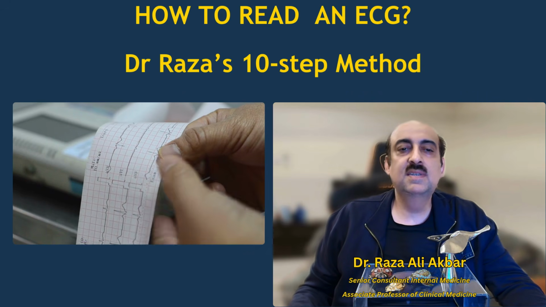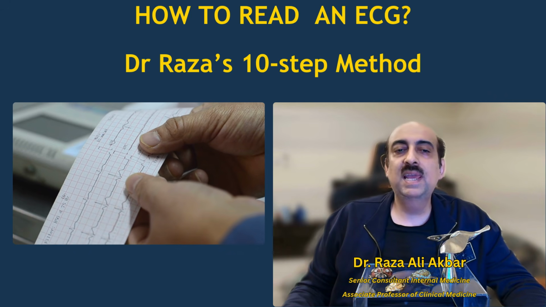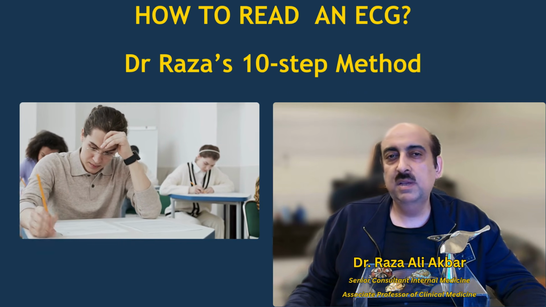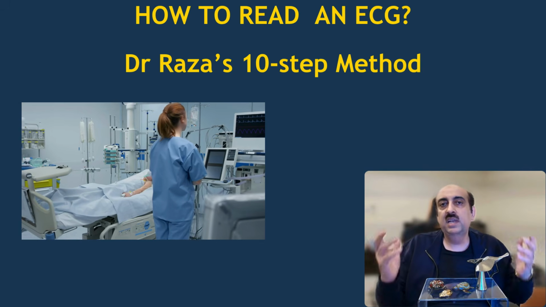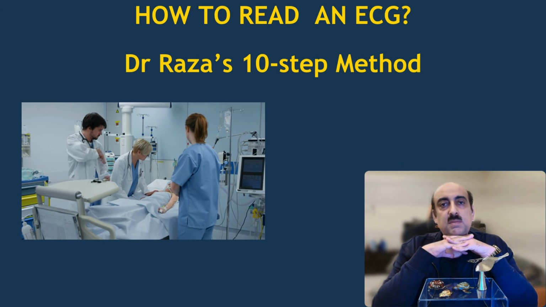A junior doctor misses a prolonged QTc pattern on an ECG. A candidate blanks on axis deviation during a USMLE or an MRCP exam. And I've seen clinicians miss life-threatening diagnoses purely because they had no system in place.